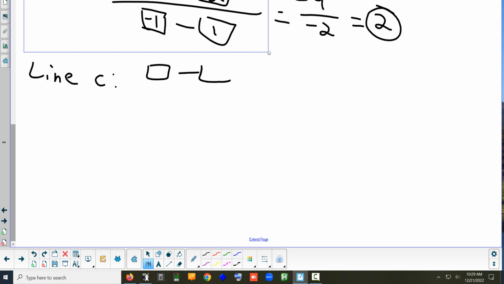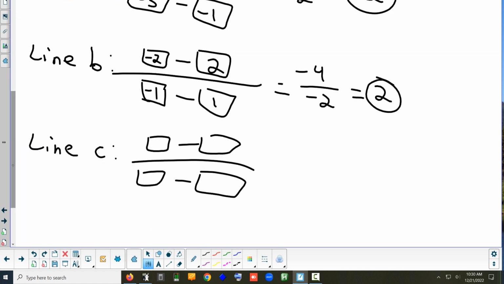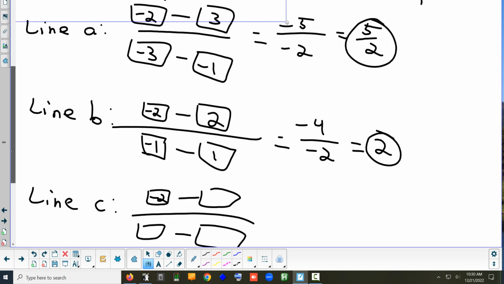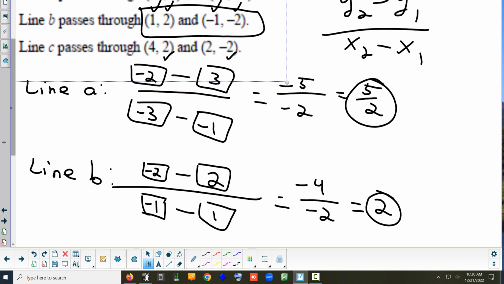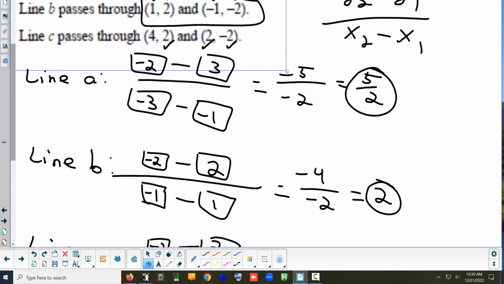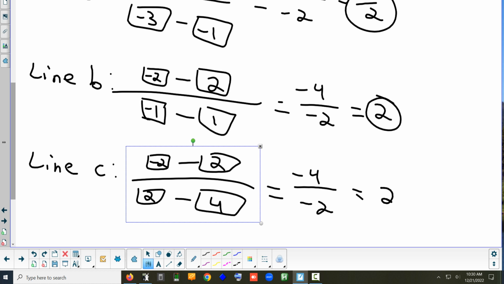Okay, so line C, y2 is -2. y1 is 2. x2 is also 2, and x1 is 4. Right. Okay, let's see what happens. -2 minus 2, well, that's -4. And what's 2 take away 4? Yeah, -2. And -4 divided by -2 is 2.